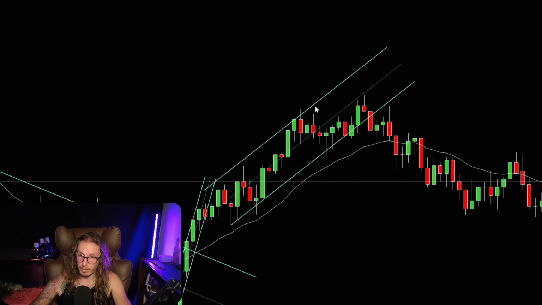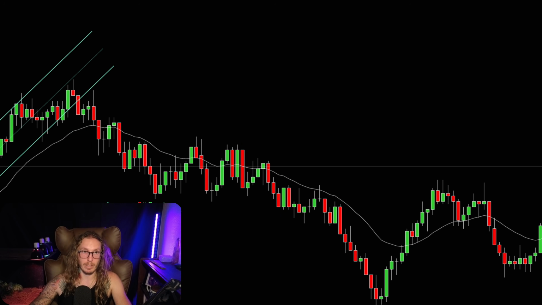There's actually a pullback first entry, pullback second entry long right there, a little scalp. You could take that as a scalp trade. You're not going to get a huge winner out of that, but you get a winner right there. And then we form another downtrend.